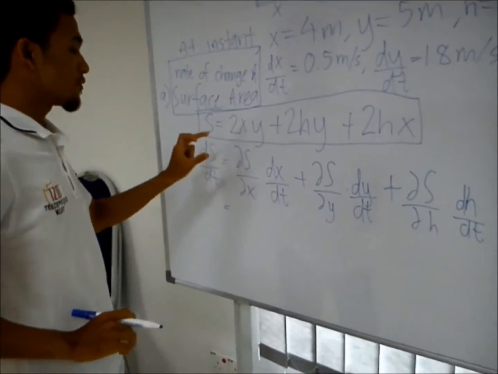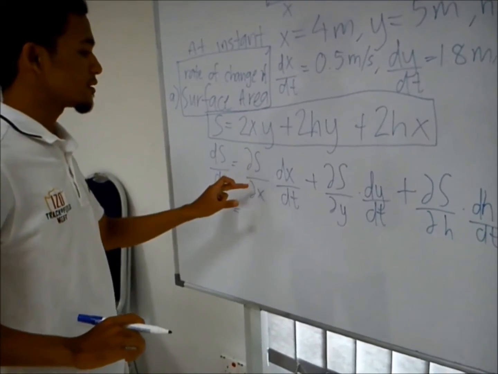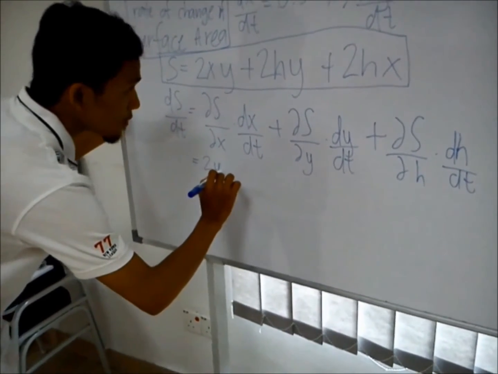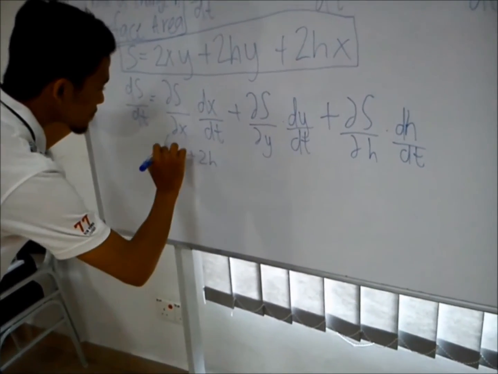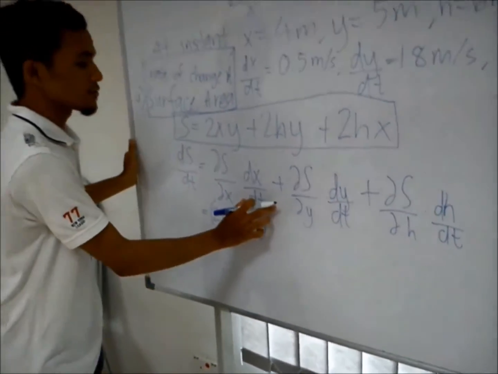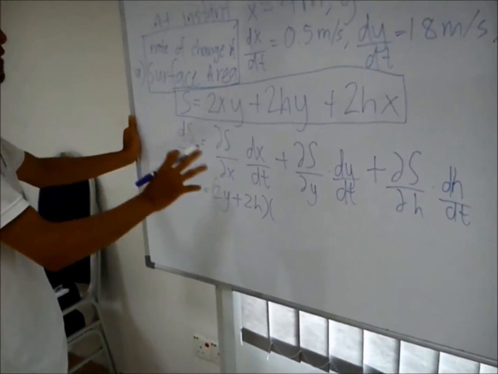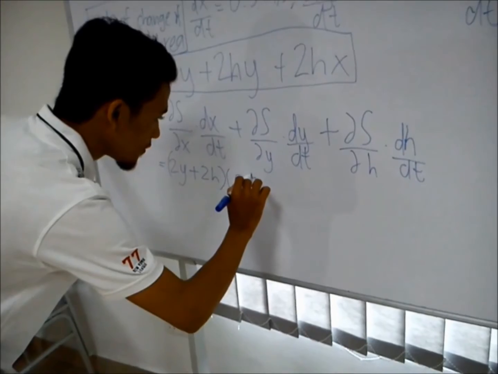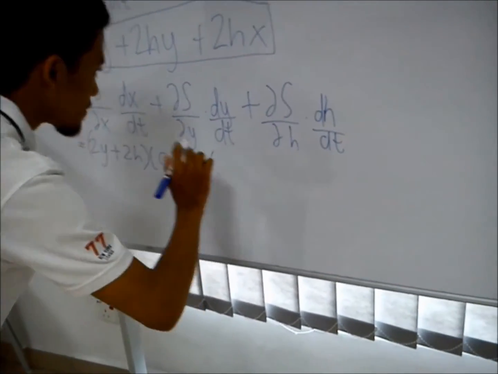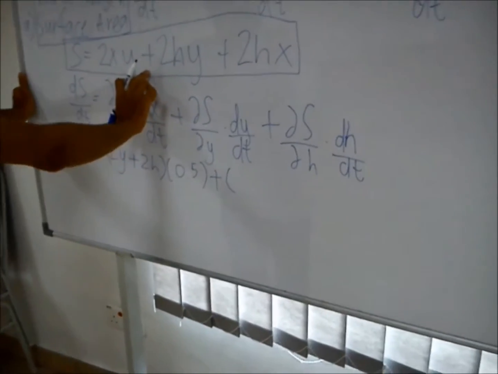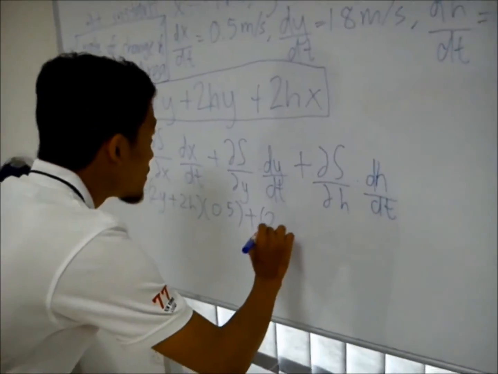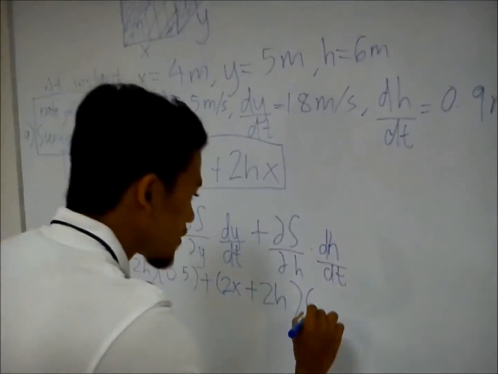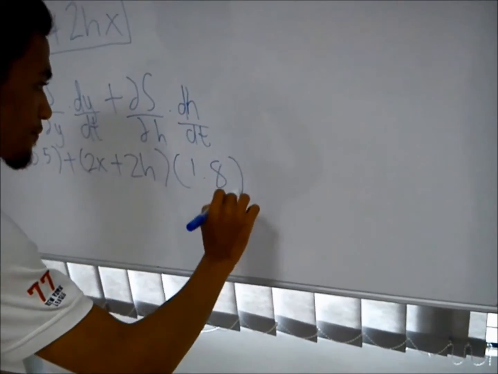For the partial differential of S with respect to x, we will get 2y plus 2h, and then we need to plug in here. We have been given the rate of change of x with time is 0.5. Same goes here. We need to do a partial differential for surface area with respect to y. Plug in the rate of change of y.